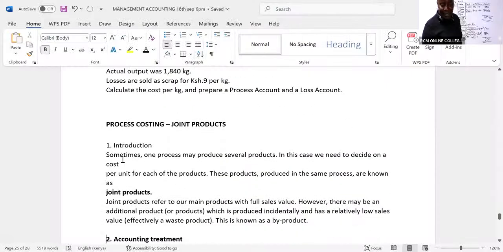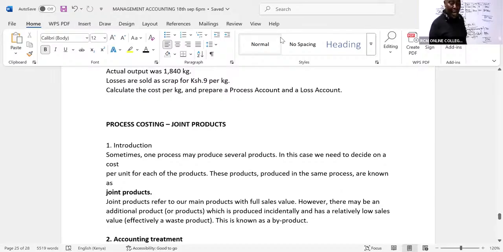I'm pushing this syllabus in a very excellent way. Process costing, joint products. After joint products, this week, we shall be able to finish with closing work in progress and opening work in progress. So, ladies and gentlemen, what are joint products?